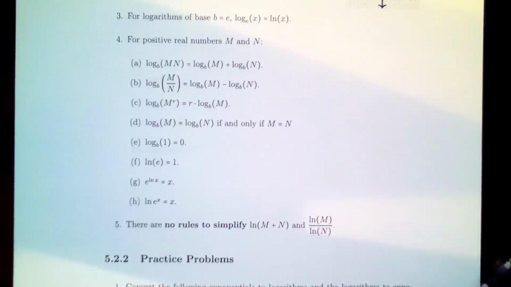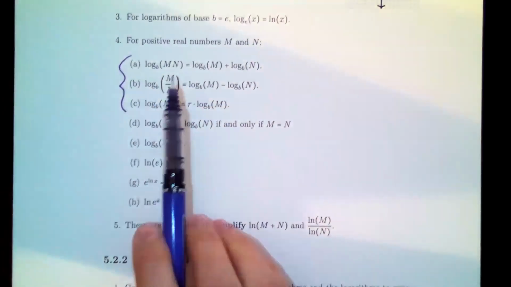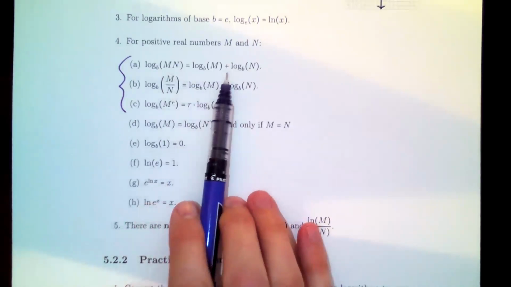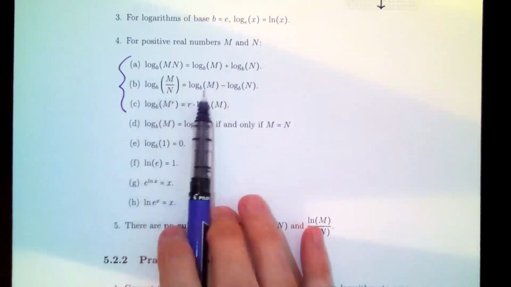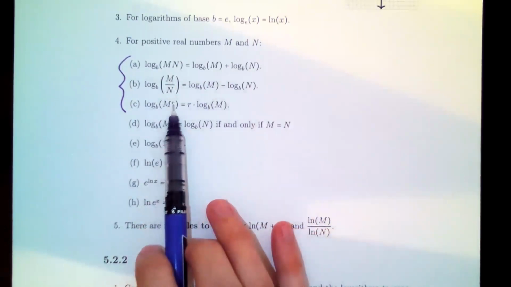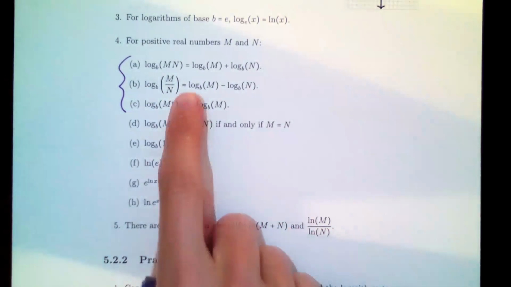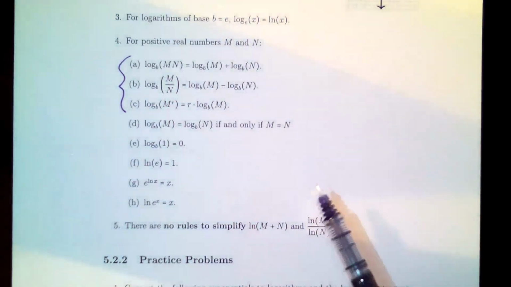I'm going to flip on over to our property page. Last time we got some extensive practice with these properties where you can expand a product inside a log into two logs that are added. You can expand a division inside one log into two logs that are subtracted. And then we use this one quite a bit where if you have a power on the argument of your log, you can bring that power down. So we had some extensive applications of these three formulas last time in the first video.